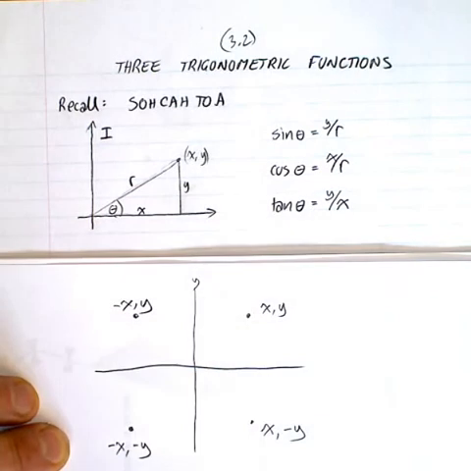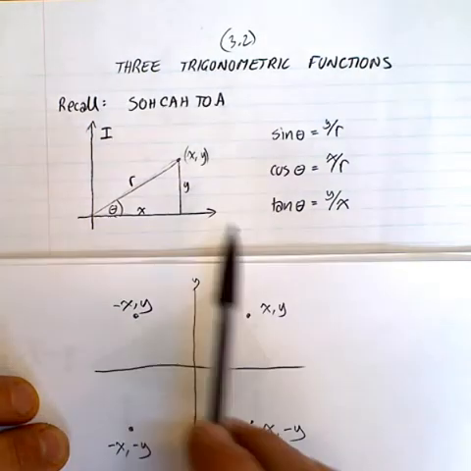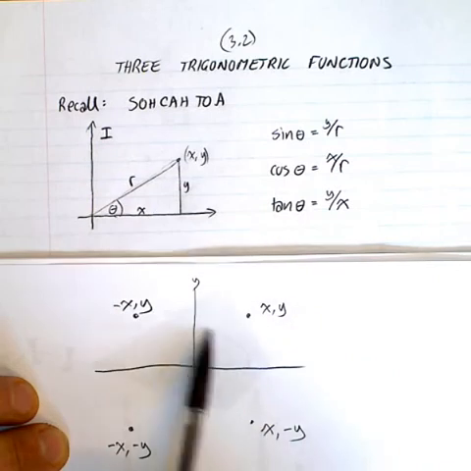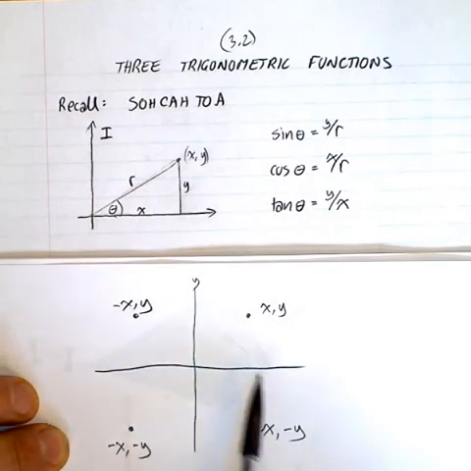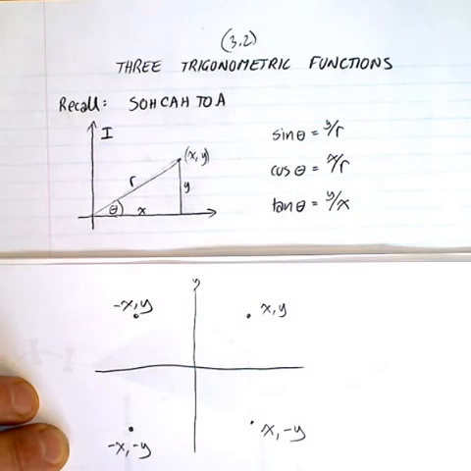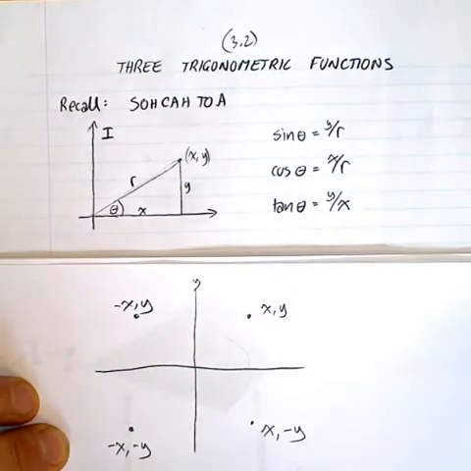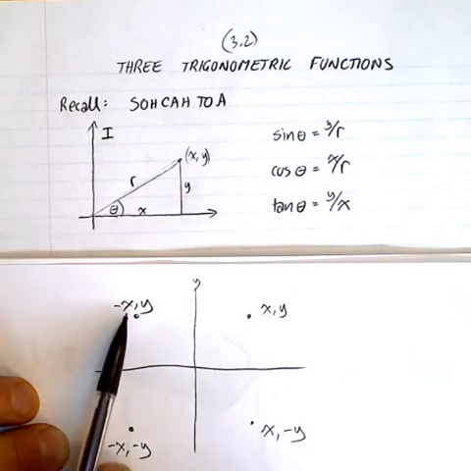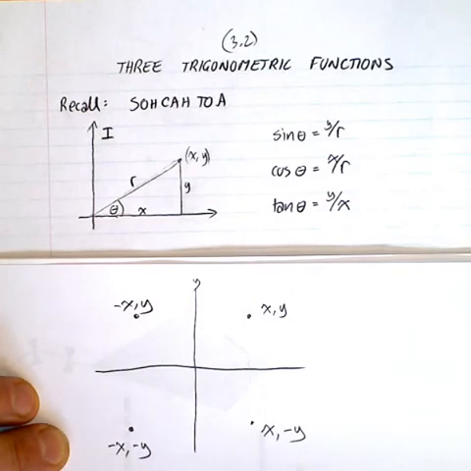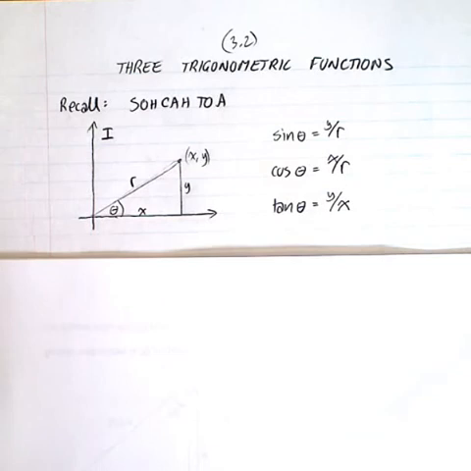So hopefully you remember me talking about how the sine, cosine, and tangent repeat in each of these quadrants. We looked at our calculators and saw that the numbers were often the same, or usually the same, or actually always the same, but it's the signs that changed, okay? And the signs changed because of these negatives here. So this is what we're looking at today, all right?